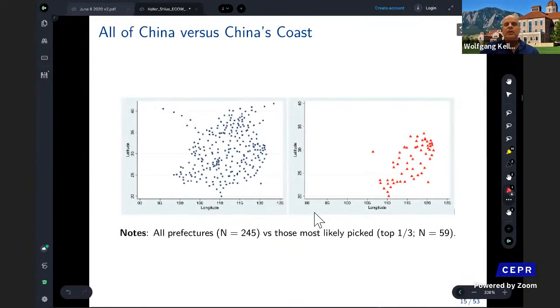We're also doing a more drastic selection type of analysis. Instead of looking at all of these prefectures, which we have here, the capitals in the left picture, we're actually looking at those that were most likely picked based on this propensity score that I just showed you with the Probit regression. And so they were in the southern, southeast and coastal areas. And so we're going to look at a subsample in order to make sure that we're okay with our inferences.